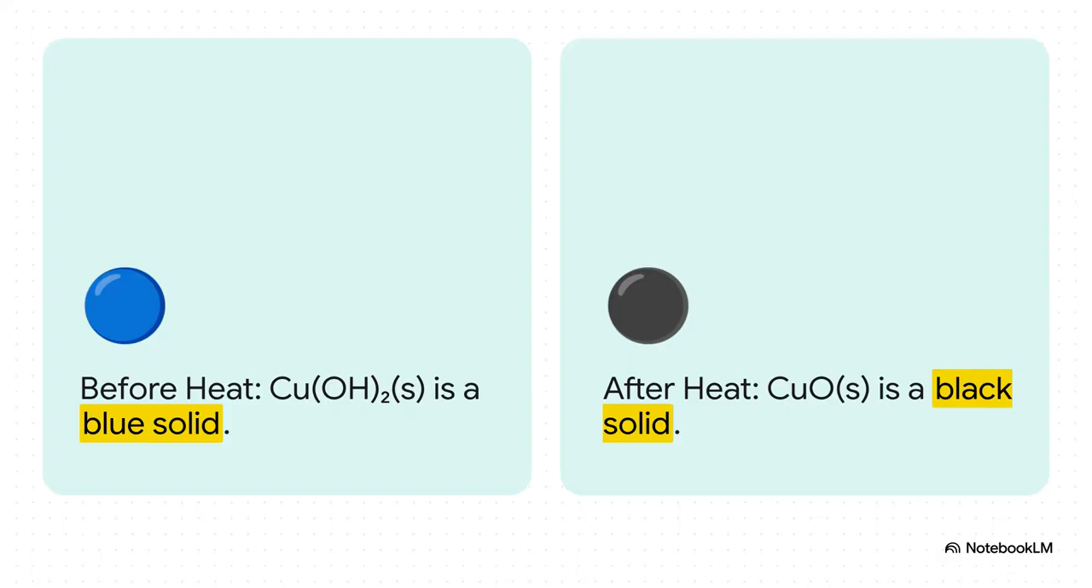And this right here, this is the moment of truth. This is the most important visual clue in the whole experiment. When you see that pale blue solid turn into this deep, rich black solid, you know you've nailed it. You have successfully created copper-2 oxide.